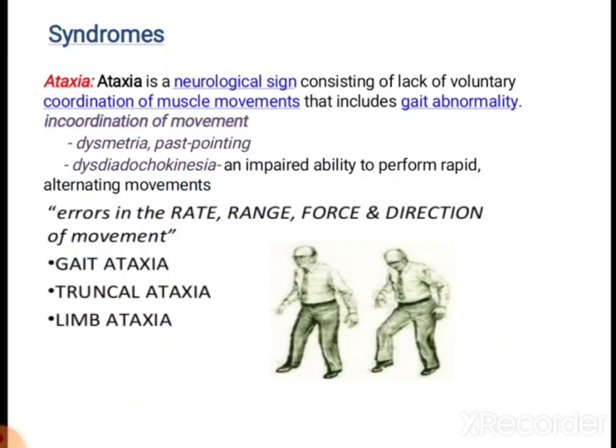Then the applied anatomy. First is ataxia. Ataxia is a neurological sign consisting of lack of voluntary coordination of muscle movements. That includes gait abnormality; gait means walking ability. It causes incoordination of movement like dysmetria and past pointing. Dysdiadochokinesia is the inability to perform rapid alternating movements like rapid supination and pronation. So there are errors in the rate, range, force, and direction of the movement. It can be gait ataxia, truncal ataxia, and limb ataxia.